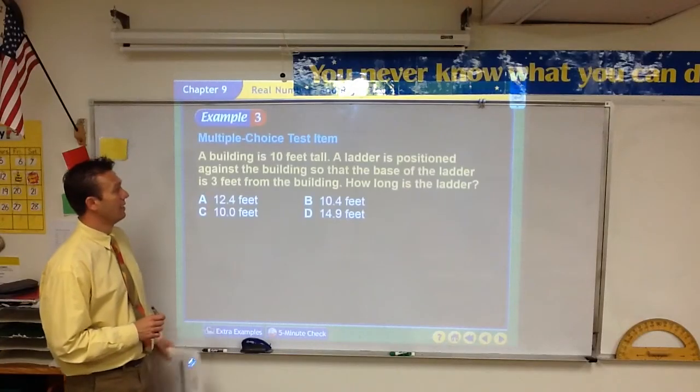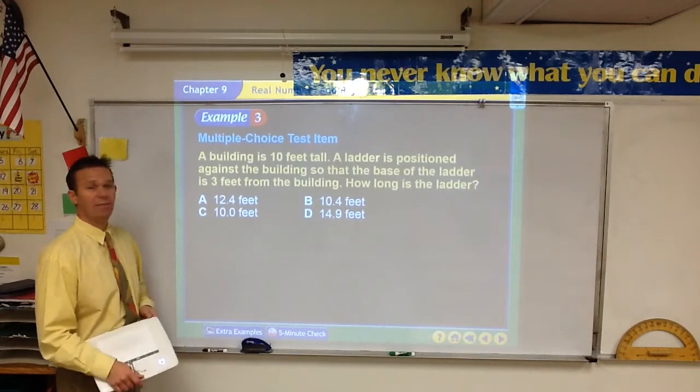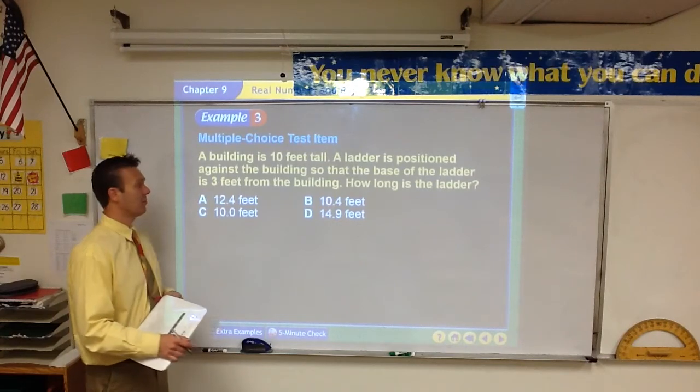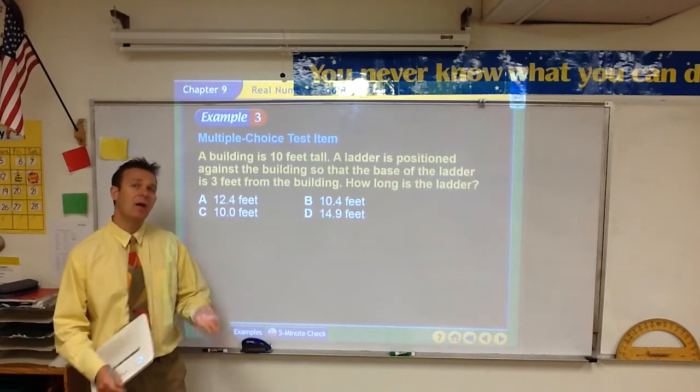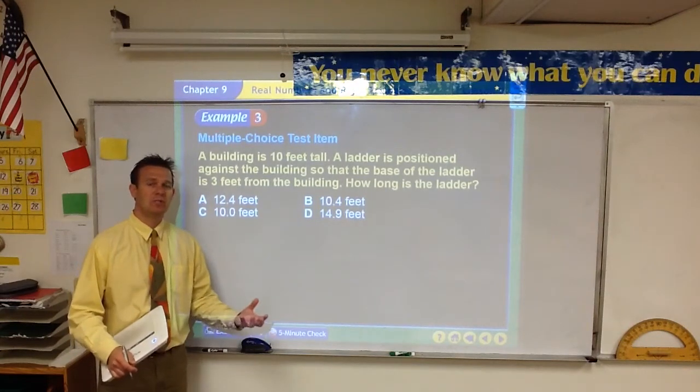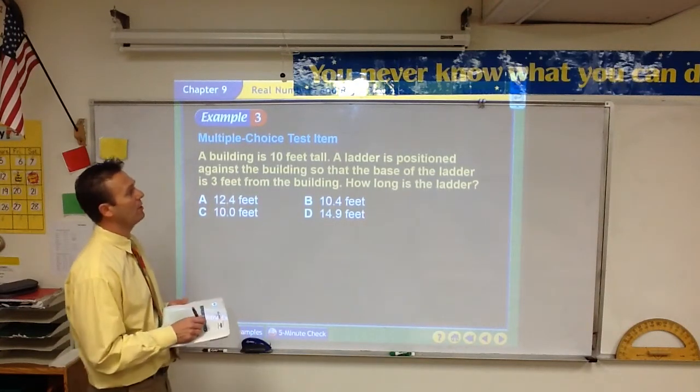Okay, example number 3 now. You have a building that's 10 feet tall, and a ladder is positioned against the building so that the base of the ladder is 3 feet from the building. How long is the ladder? Now when you read that, you think, oh man, this is a tough question. What you need to do is draw. Make a drawing. Drawings always help.